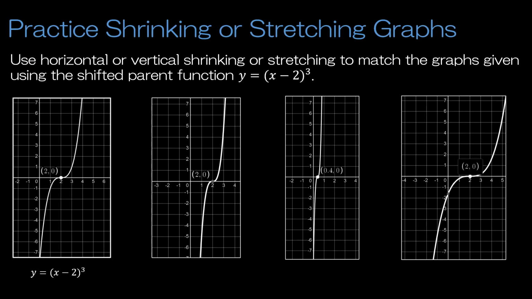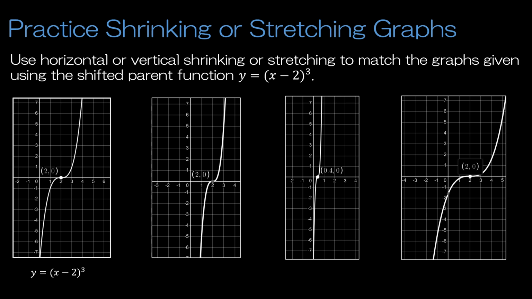I do have some practice for you on this one. Again, I'm using the shifted parent function y equals x minus 2 quantity cubed. Obviously, it's very difficult to determine what number I used, so I'm telling you the number will either be 5 or 1/5, so you can determine where do you believe I put those numbers. So press pause, try to write the equation of all 3 questions, and then press play to see how you did.